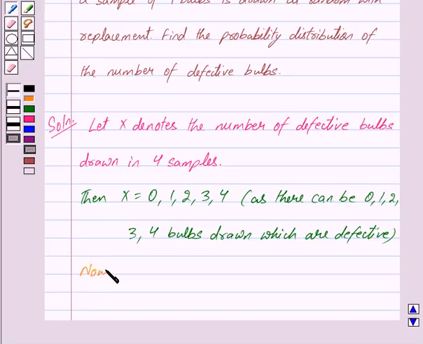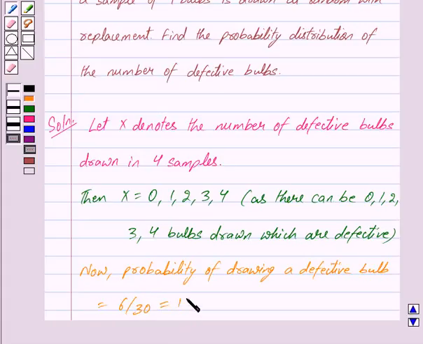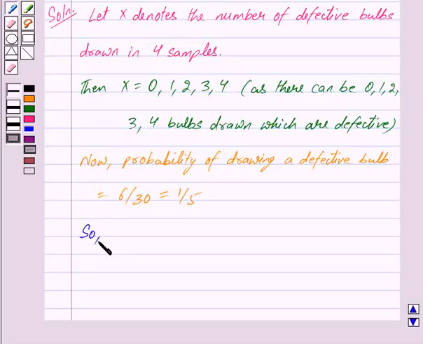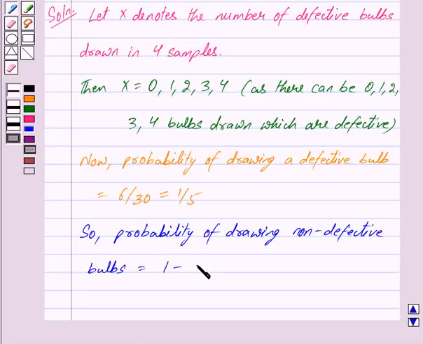Now, the probability of drawing a defective bulb is 6/30, as there are 6 defective bulbs and in all there are 30 bulbs. This is equal to 1/5. So the probability of drawing a non-defective bulb is 1 - 1/5, and we get this is equal to 4/5.